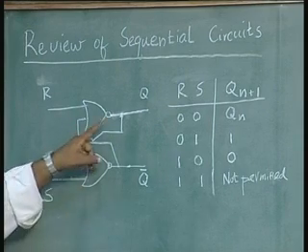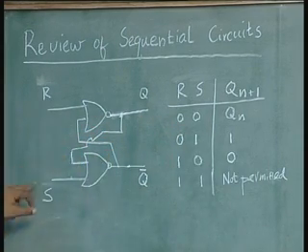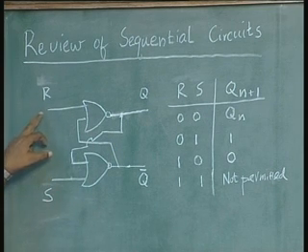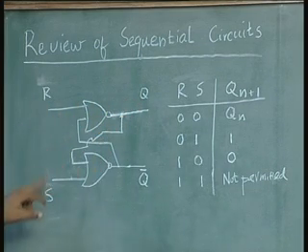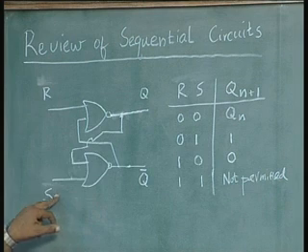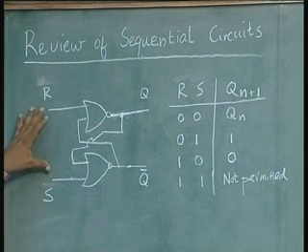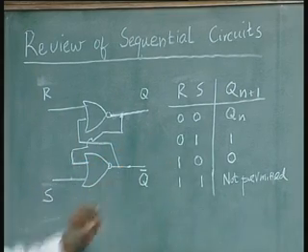Now, this table all of you must be familiar with. The inputs are called R and S, meaning reset and set. When you put a 1 in the reset, the output Q becomes 0. When you put a 1 in the set S, the output becomes 1, and when you remove the inputs R and S and make them 0 0, the output will remain what it was earlier.